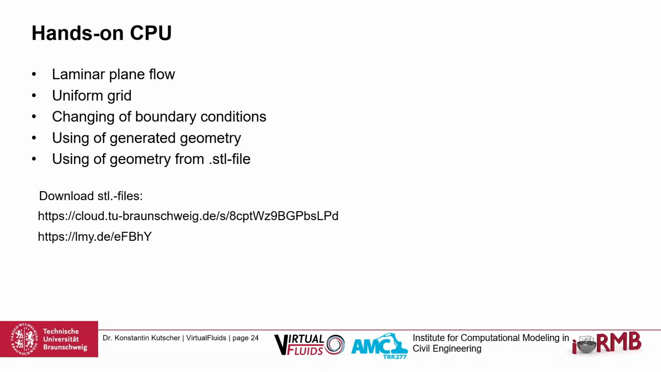What we will try in this part: first of all, we will look at the implementation of a laminar plane flow test case, and we will work with a uniform grid. Then we will try to change boundary conditions and use first generated geometry and then geometry from an STL file.